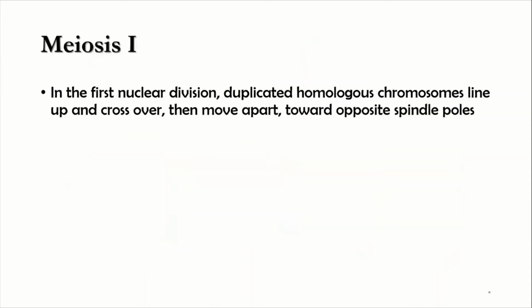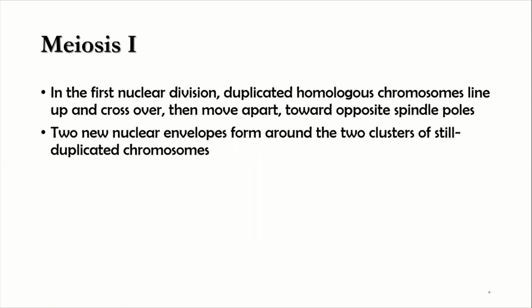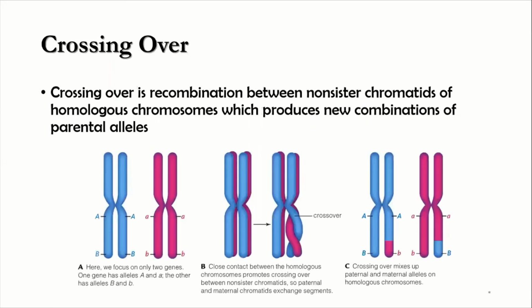So in the first nuclear division, duplicated homologous chromosomes line up and cross over. That's the key term, crossing over. Then they move apart toward opposite spindle poles. Now at this point, two nuclear envelopes form around the clusters of still duplicated chromosomes. So here is a closer look at crossing over. Let's say the blue is from the father and the purple is from the mother. They cross over and the traits or alleles mix, and now you have new combinations of the parental alleles.